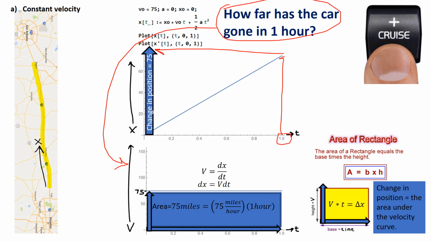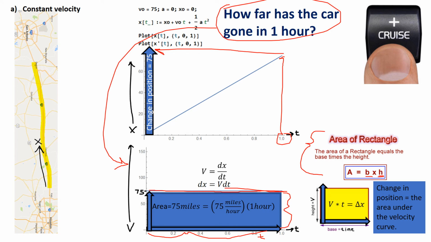For this, do you remember how to calculate the area of a rectangle? Area is just base times height. Why am I asking this? Well, we've got a rectangle here. So constant 75 miles an hour is the height of our rectangle. So the height is our velocity, and the base of our rectangle is time. So base times height is time times velocity.